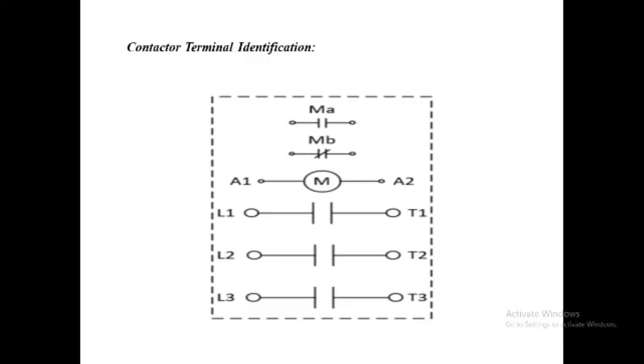A drawing of a motor starter contactor may be shown with the power circuit terminals and the control circuit terminals. It is shown in the figure. The contacts for the power circuit are shown with the terminal L13 on the line side and the terminal T13 on the load side. The auxiliary contacts are identified as MA and MB. The letter M indicates that these contacts are associated with the coil M on the contactor.